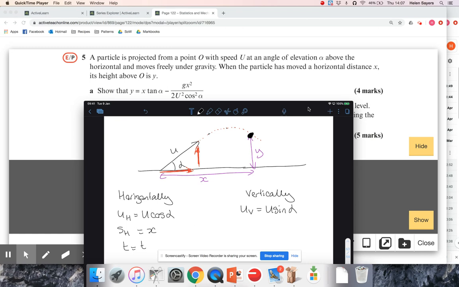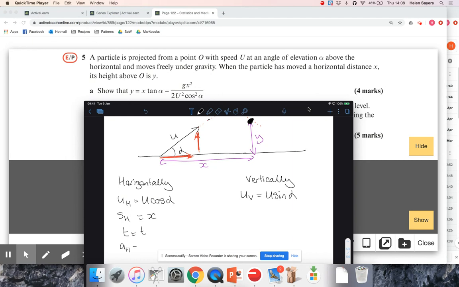Horizontally, there is no acceleration. So I could use acceleration of 0 and use suvat, like some of the early examples I did, where you use s = ut + ½at², and the ½at² ends up equaling 0. It's actually much quicker just to say, if it's constant velocity, displacement is velocity times time. So displacement, which we're calling x, is velocity, which is U cos alpha, and that's constant, times time. That's the first equation that I need.